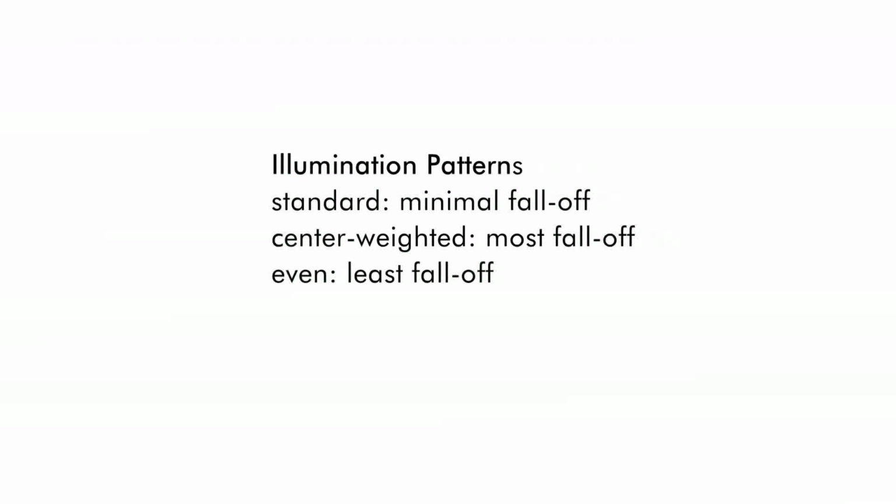Nikon Speedlights let you choose from 3 illumination patterns: standard, center-weighted, and even. Standard illumination produces minimal fall-off at the edges and is good for most subjects. Center-weighted focuses the light more tightly in the center and creates more noticeable fall-off. It's good for portraits. Even illumination provides even less fall-off than standard illumination. It's good for group portraits.